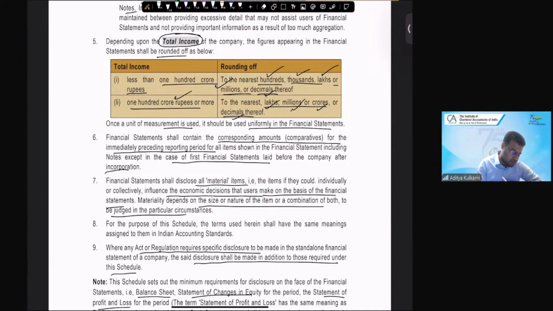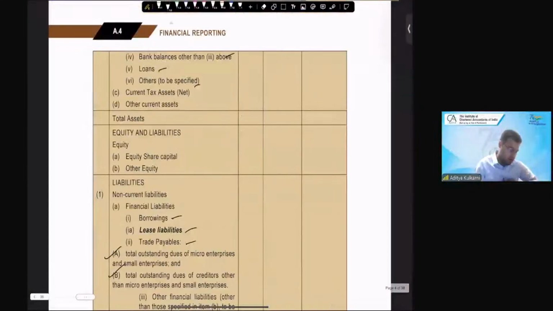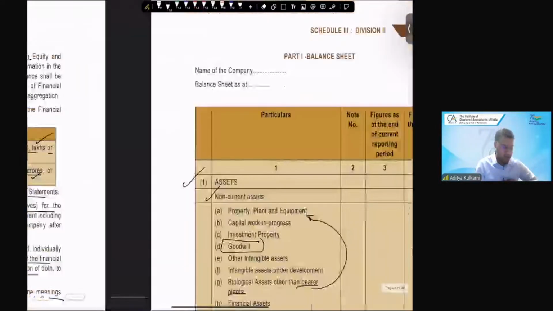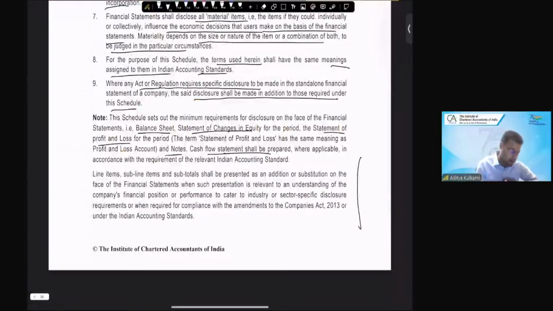All right. Now, financial statements, okay. For the purpose of this schedule, the terms used herein have the same meanings assigned to them in the Ind AS, obviously. So where any act or regulation requires specific disclosure to be made, the said disclosure shall be made in addition to those required under this particular schedule. So you are going to do the disclosure required under this particular schedule, whatever is required in that particular regulation. So they are looking for a harmonious construction.